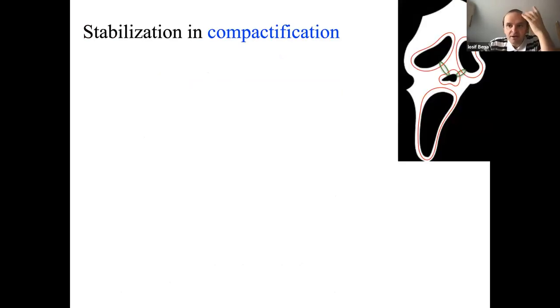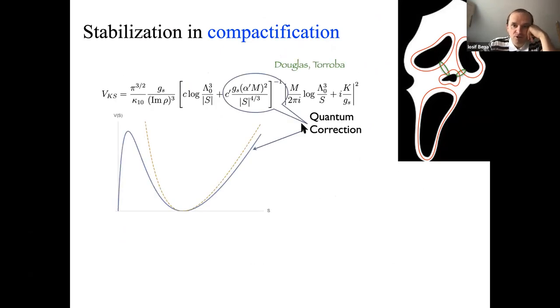And basically, we can do the calculation, and that's what we did with Severin Lüst and Mariana Graña. You can compute the potential for the motion of the S modulus, which is the deformation modulus of the Klebanov-Strassler geometry, and it's given by this formula, which was found by Douglas and Torroba a long time ago. The orange result is the naive result, but then there's a quantum correction, this blue term, which modifies the potential and makes it like this.